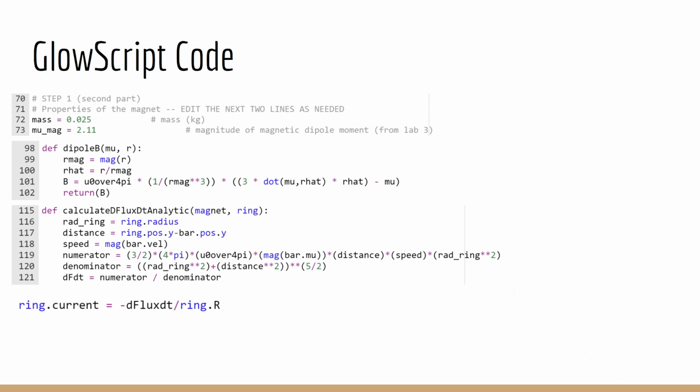So here's the GlowScript code that I have. In step 1, we set up the initial conditions, including the geometry of the tube and the moment of the bar magnet. In step 2, which is the second block of code, we calculated the magnetic field using the magnetic field formula. The third block of code is calculating the change in flux using these several lines of code listed below. The fourth block of code is using Faraday's law to calculate the current induced in each ring by the falling magnet.